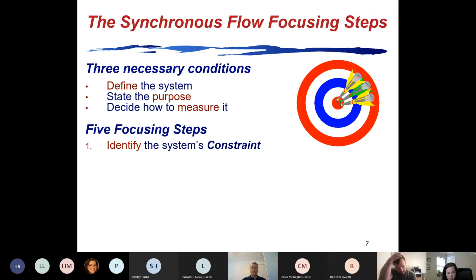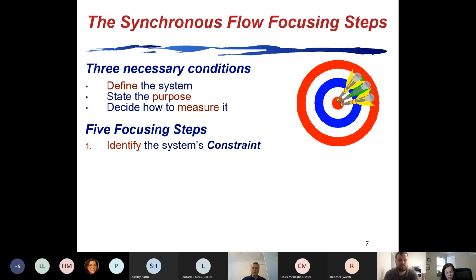Step 1, identify the system's constraint. If you can see my hands here, visualize I'm holding a chain between my hands. If I pull that chain hard enough to break it, it's only going to break at one place, and that is at the weakest link. We may not know where that link is. It may be in the middle, it may be on one end or the other, but we won't know unless we measure, unless we identify the system's constraint.